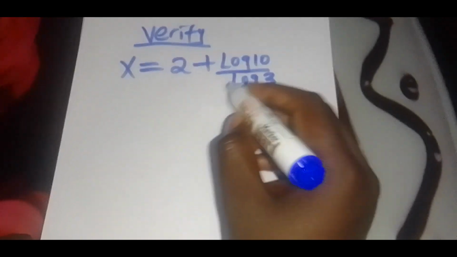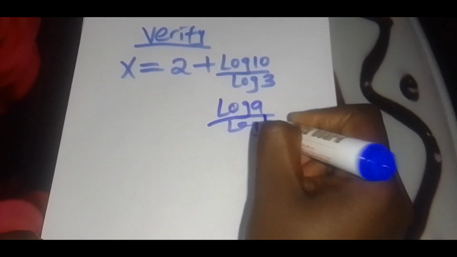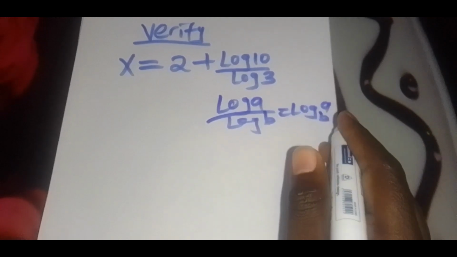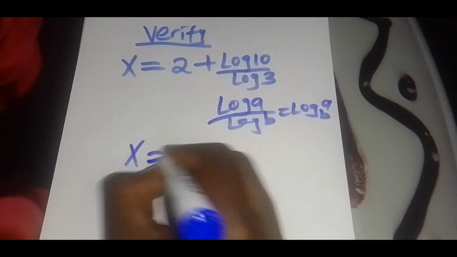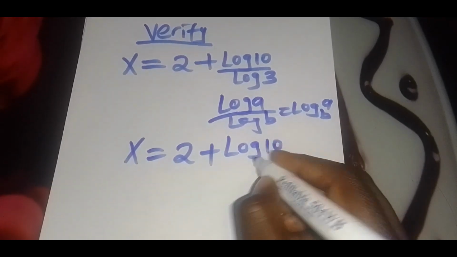That is, if you have log a divided by log b, this can be expressed as log a to base b. Okay, so that means that x is equal to 2 plus log 10 to base 3.